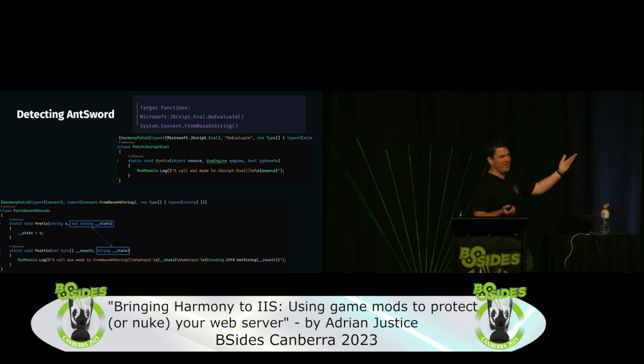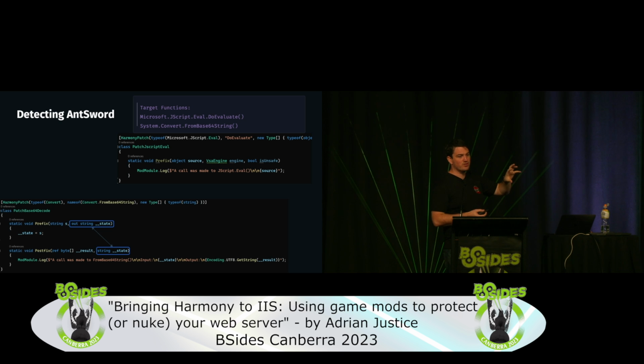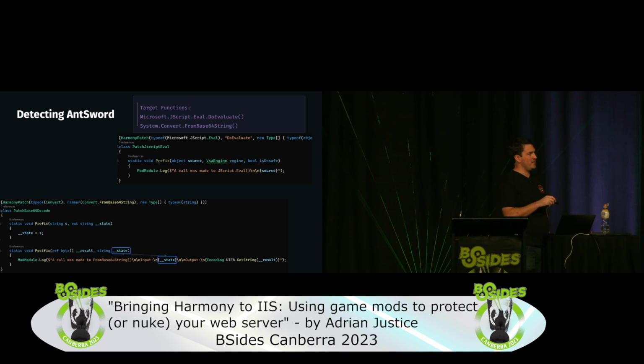In this case, we assign the parameter s. Remember, we don't control the names of these parameters. That's the name that Microsoft uses for the actual parameter in FromBase64String. So we're assigning the input string to that _state value. This allows us to then log both the input and the output to the console.